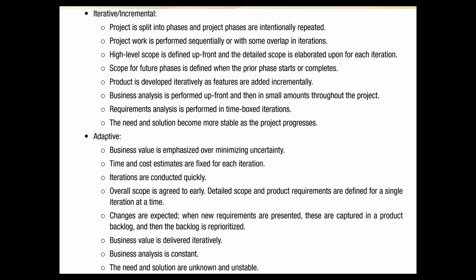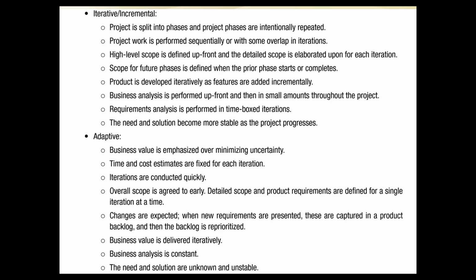So the project is split into phases, and project phases are intentionally repeated. Project work is performed sequentially or with some overlap in iterations. High-level scope is defined upfront and the detailed scope is elaborated upon each iteration. So in the high-level scope, only the broad scope is defined in the beginning and the details are done later when you design each phase.